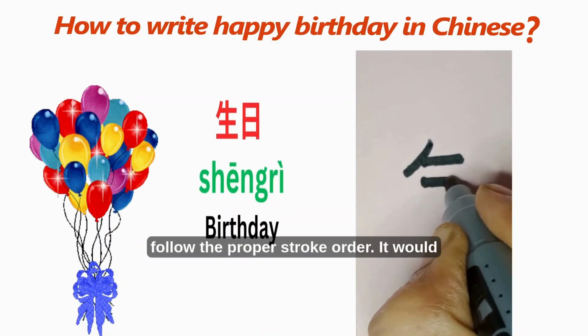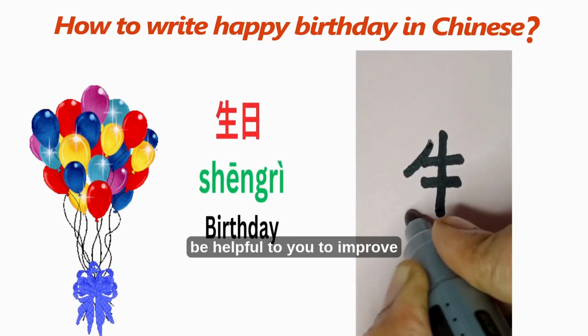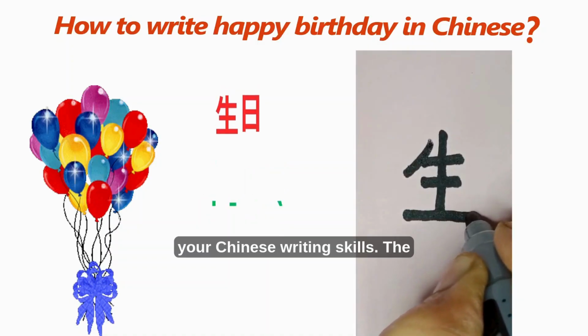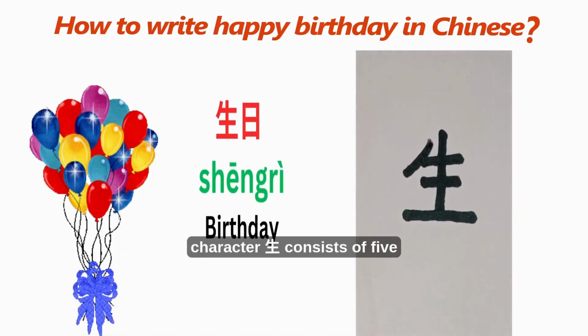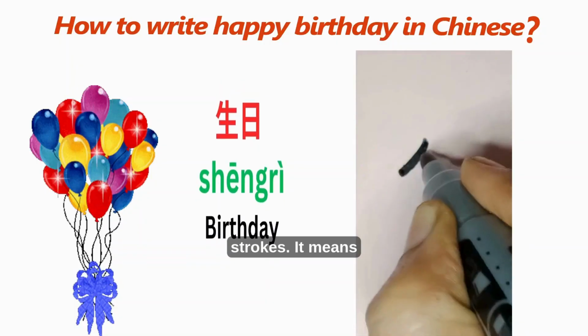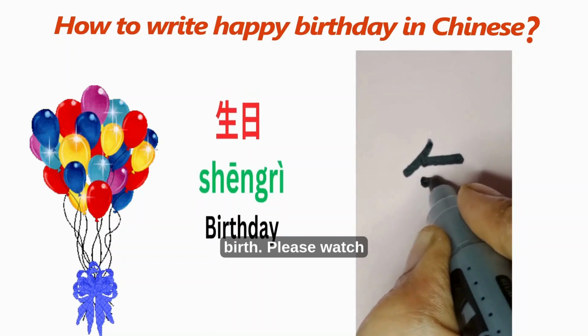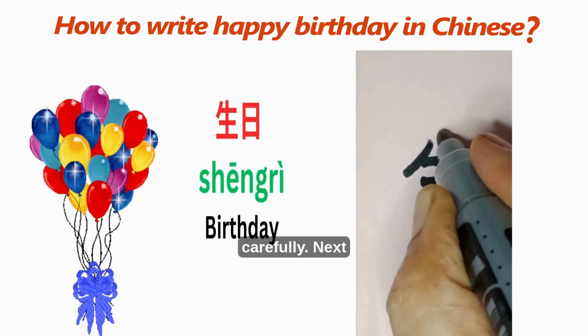Please follow the proper stroke order. It will help you improve your Chinese writing skills. The character Sheng consists of five strokes. It means birth. Please watch carefully.